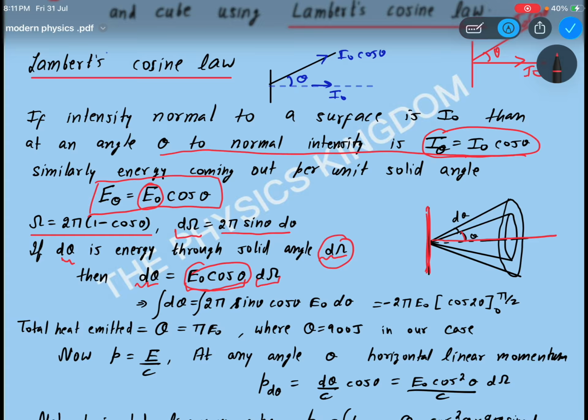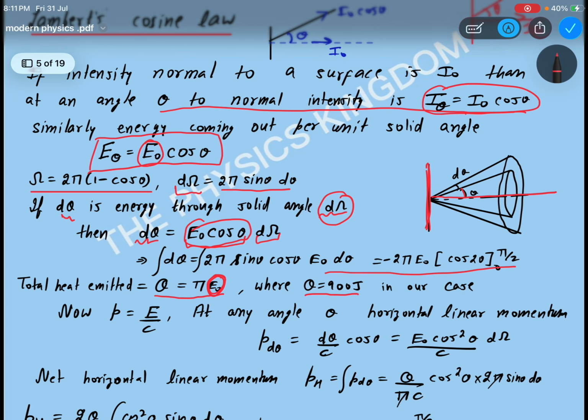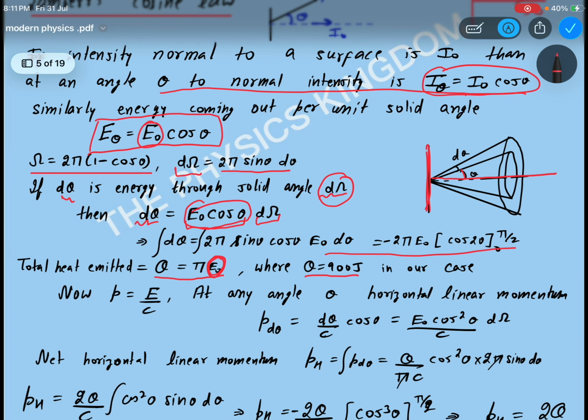If I integrate, you can see the step by step integration procedure. So the total heat emitted Q is equal to pi E naught. Here our Q is 900, right beta? It means we are getting E naught. So E naught we can write in terms of Q. So Q by pi is the energy emitted per unit solid angle normally, that we are getting beta.